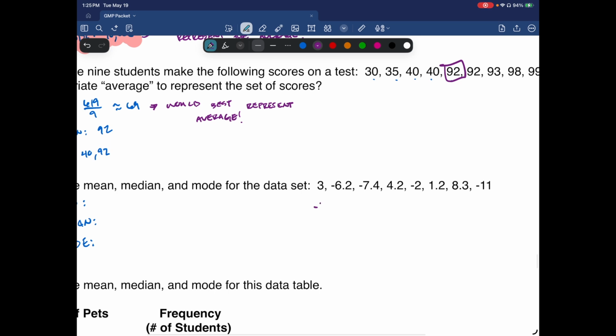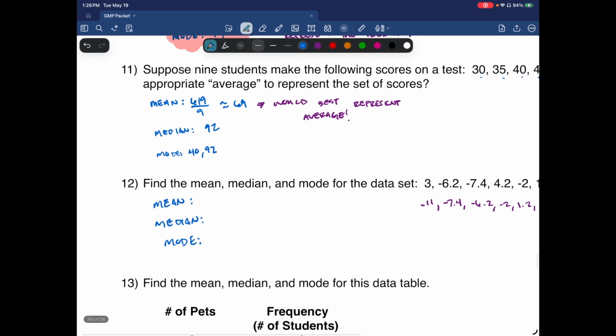So I got negative 11, negative 7.4, negative 6.2, negative 2, 1.2, 3, 4.2, and 8.3. Okay, if I add all these up, I get negative 9.9, and I'm dividing by 8 because there's 8 terms. That's going to give me negative 1.2375. That's all the decimals. If you wanted to round to 1 decimal or 2 decimals, you want to make sure you say that, and Pearson may ask for that.